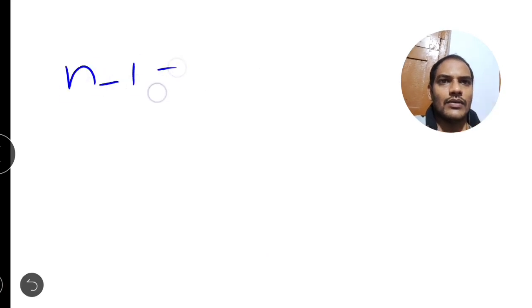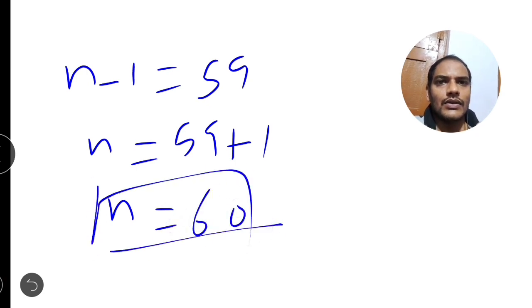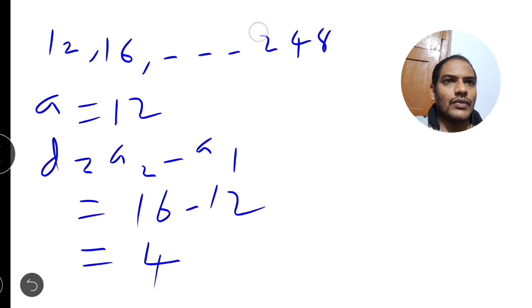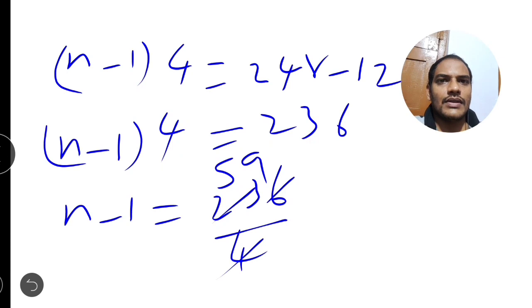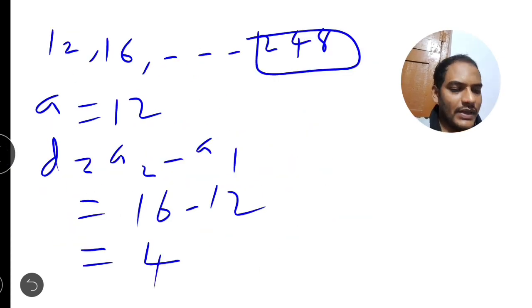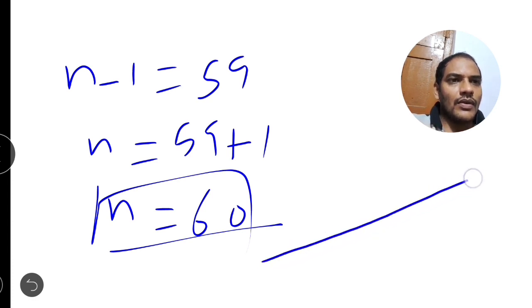So n minus 1 equals 59. Then n equals 59 plus 1. n equals 60. So finally, the 248 term number is how much? 60. So the 60th term is 248. So that means how many numbers are there in the list? 60 numbers are there. So the conclusion you have to write here: the number of multiples of 4 that lie between 10 and 250 is 60.